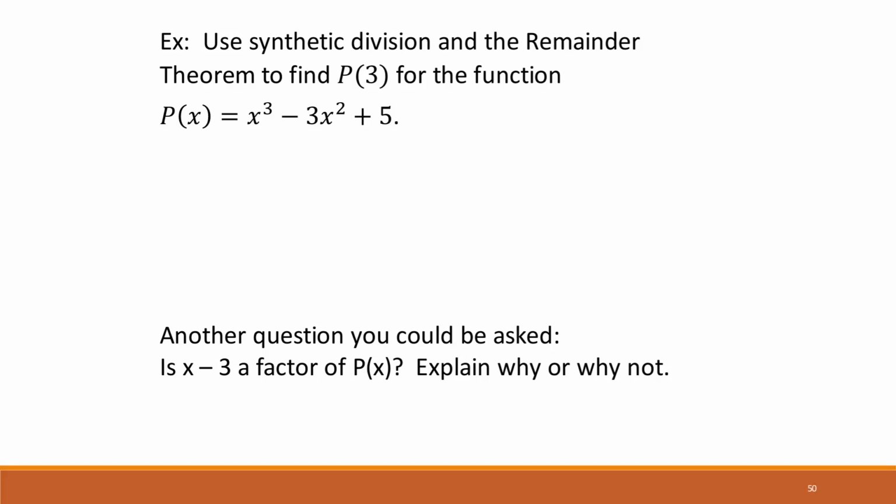So use synthetic division and the remainder theorem to find p of 3. That means we're going to have 3 here. We're going to use our coefficients. So we have 1, negative 3. We're missing the x term, so we need 0 and 5.